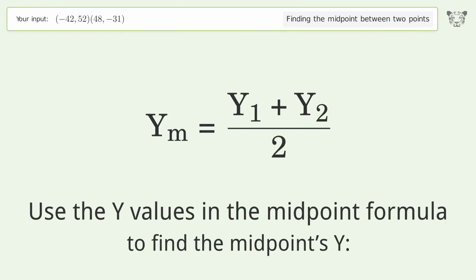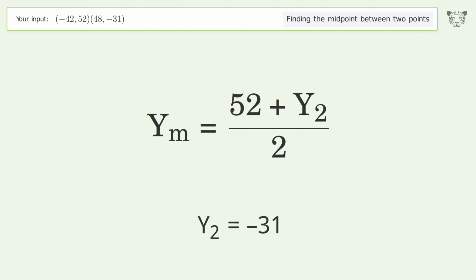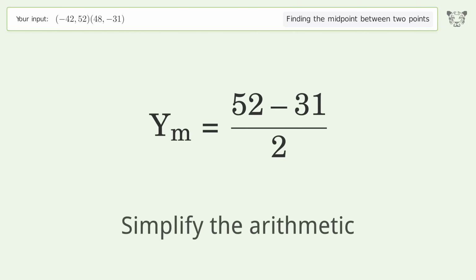Use the y values in the midpoint formula to find the midpoint's y. y1 equals 52. y2 equals negative 31. Simplify the arithmetic.